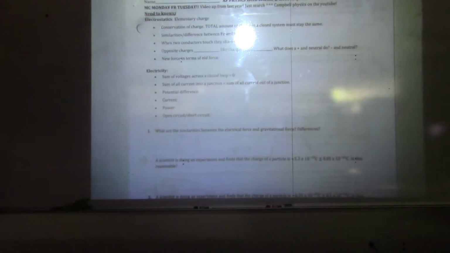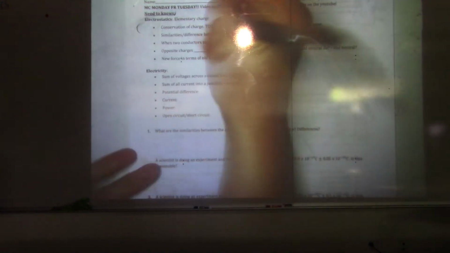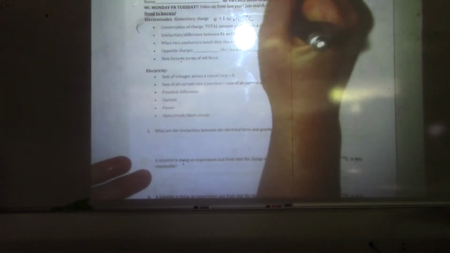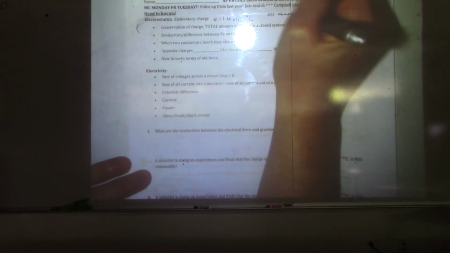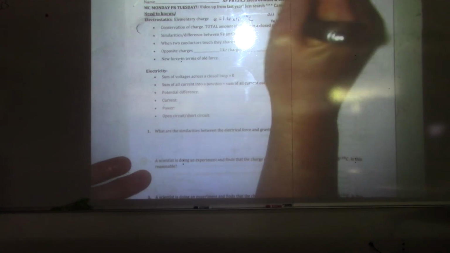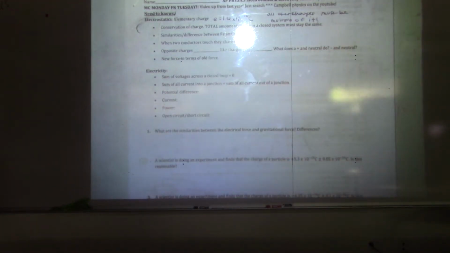Alright, so when we're going through our need to knows, elementary charge. So elementary charge, and it's on your equation sheet, is the charge of an electron, 1.6 times 10 to the negative 19 coulombs. And all other charges that exist in the world must be a multiple of it. So you can have 2 of them, you can have 5 of them, you can have 27 million of them, but you cannot have half of that charge, or 7.5, or 21 million point 5 of that charge.